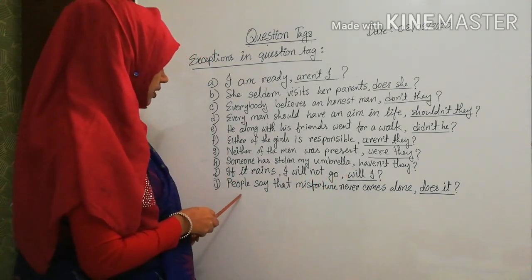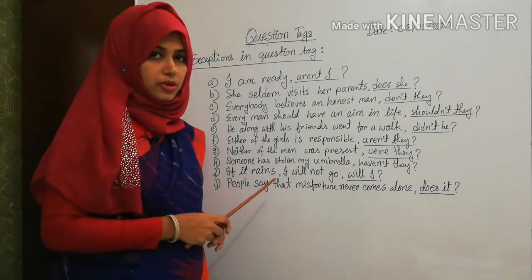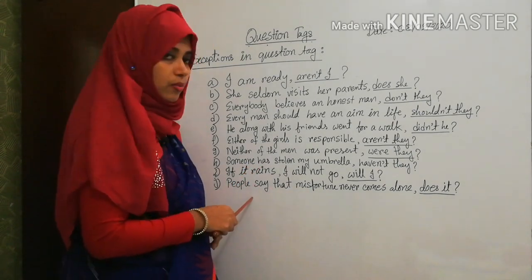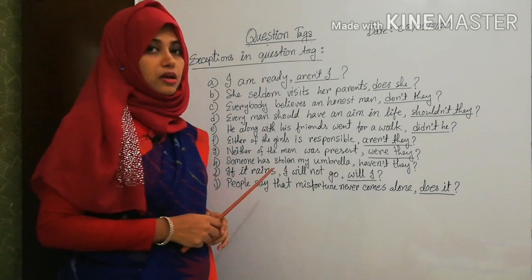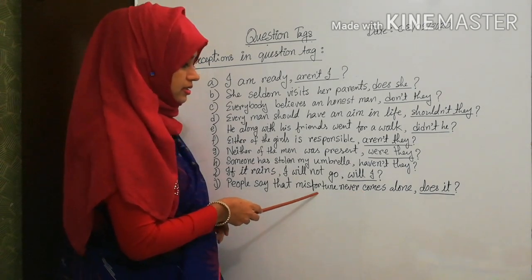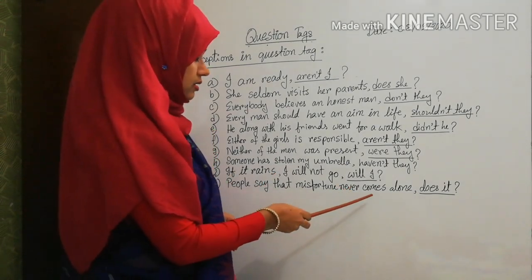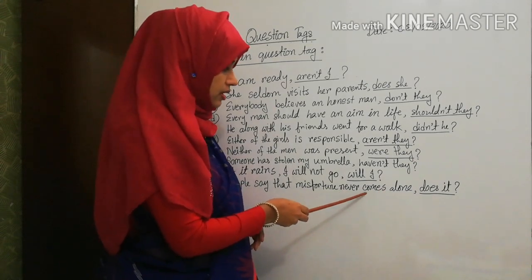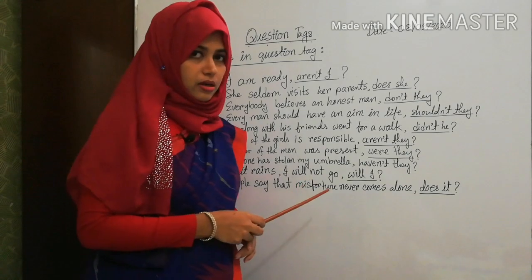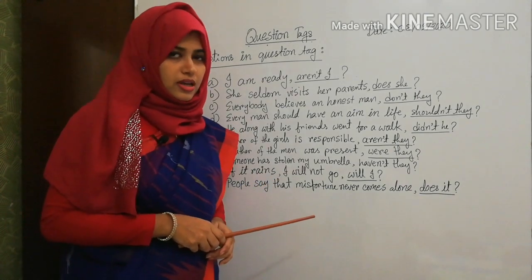Okay. Next one: people say that misfortune never comes alone. See very carefully. This is also a complex sentence. Here, which one is the main clause? People say that is the subordinate clause, and misfortune never comes alone is the main clause. So you have to make the tag question using this main clause. As this is a negative sentence and there is no auxiliary and the verb has s, we have used does, and misfortune is an idea or thing, so we have used it as pronoun. So, these are some of the exceptions. Let us move to some more exceptions.